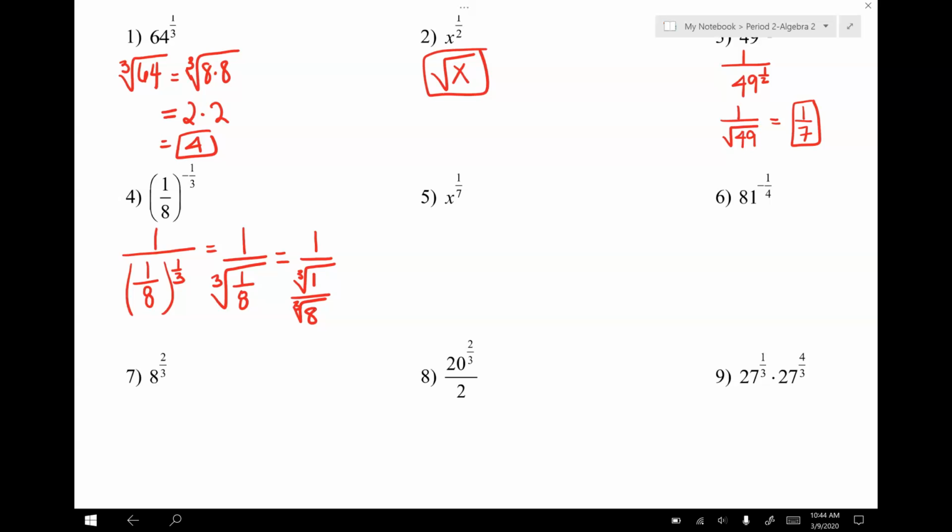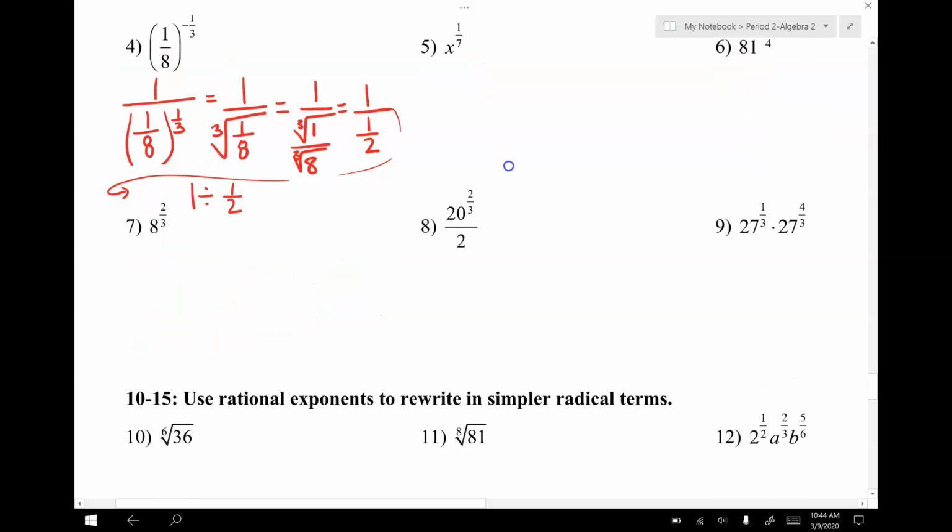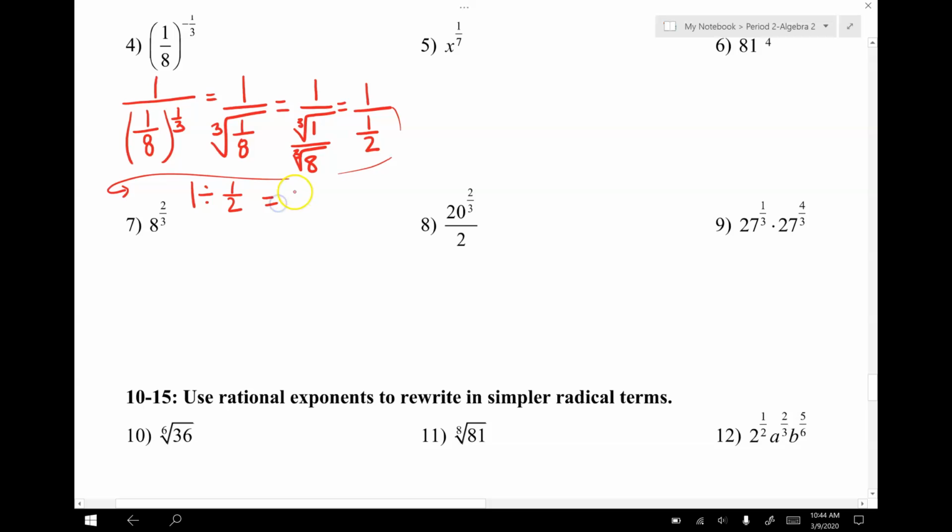What is third root of 8? That's right. This should be 1 divided by 1 over 2. Can I box that up ever? No. What would we do here? Rewrite it. 1 divided by 1 over 2. What do you do here? You do not cross multiply, but you multiply by its reciprocal. So our final answer should be 2.